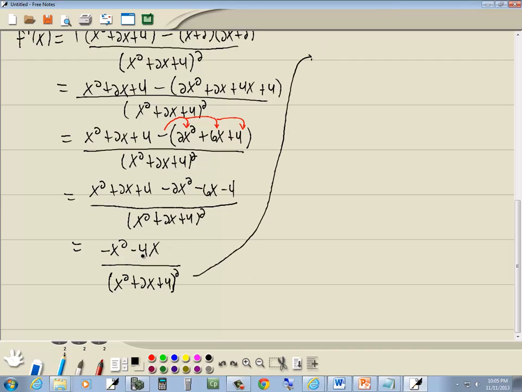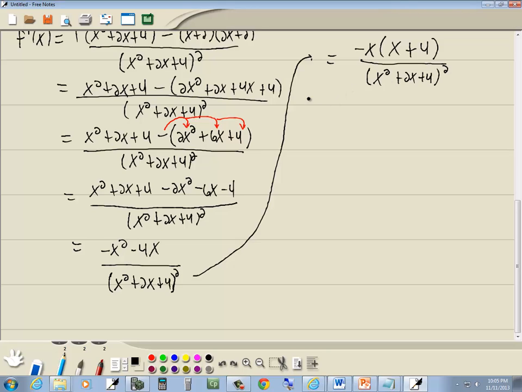Now I can factor out a GCF up on top. They both have an x, and the first term's negative. So I factor out a negative x, and that gives us x plus 4 over this. So we got x squared plus 2x plus 4 squared.